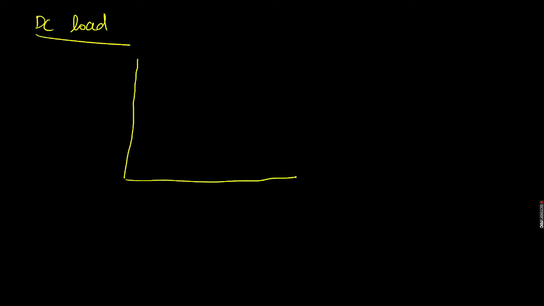Okay, let us go with the next one, that is the DC load line characteristics of BJT. If we draw the DC load line for a BJT, how will it look? Let me draw the graph quickly. That is the curve between collector current versus collector to emitter voltage. That curve will be like this.